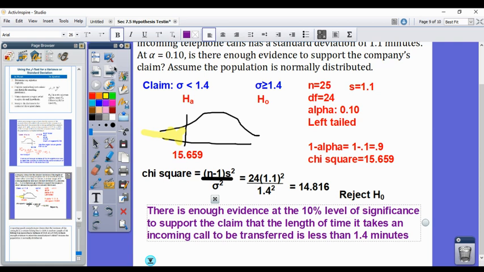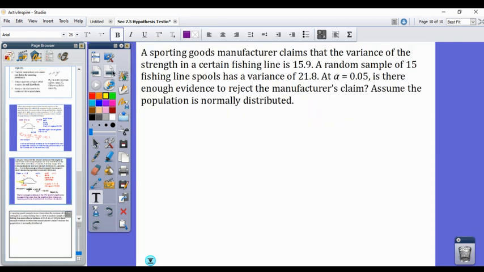All right, let's do one more example. So we have a sporting goods manufacturer, and they're claiming that the variance in the strength of a certain fishing line is 15.9. A random sample of 15 fishing line spools has a variance of 21.8 and an alpha level of 0.05. Is there enough evidence to reject the manufacturer's claim? Assume the population is normally distributed.